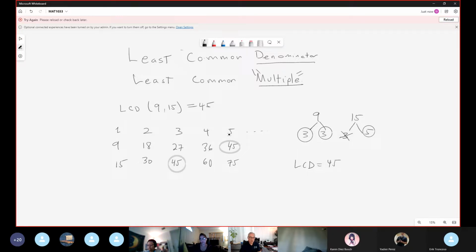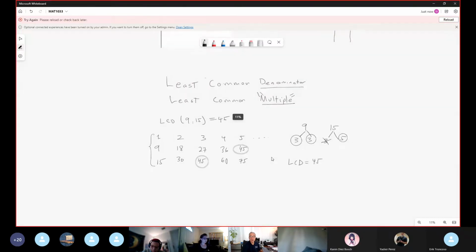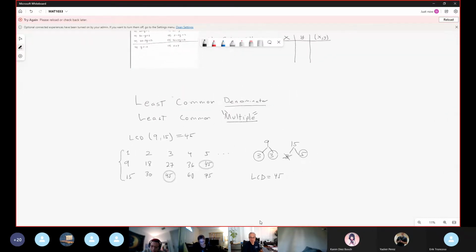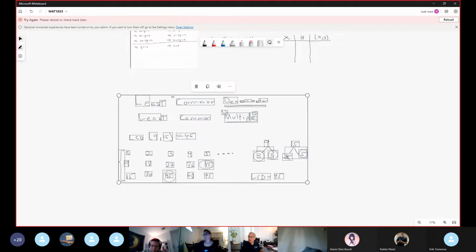This is the idea to understand the concept behind LCD. Cool? More clear now conceptually, at least. You know the shortcut. Okay, guys, we continue with our problems of the line.